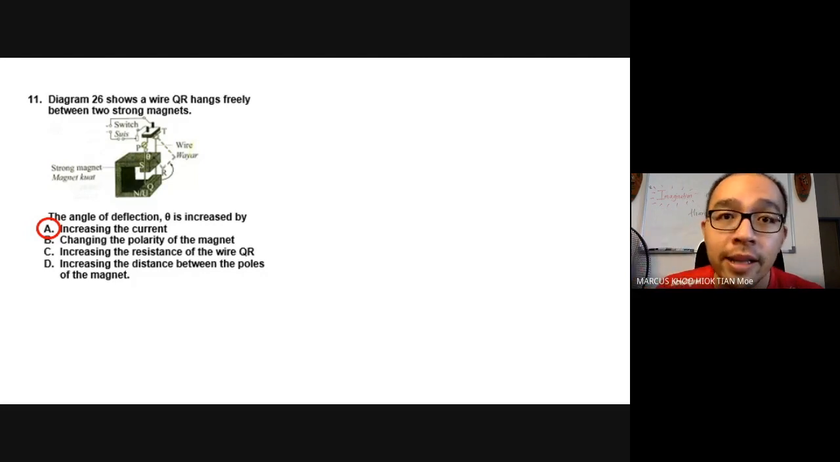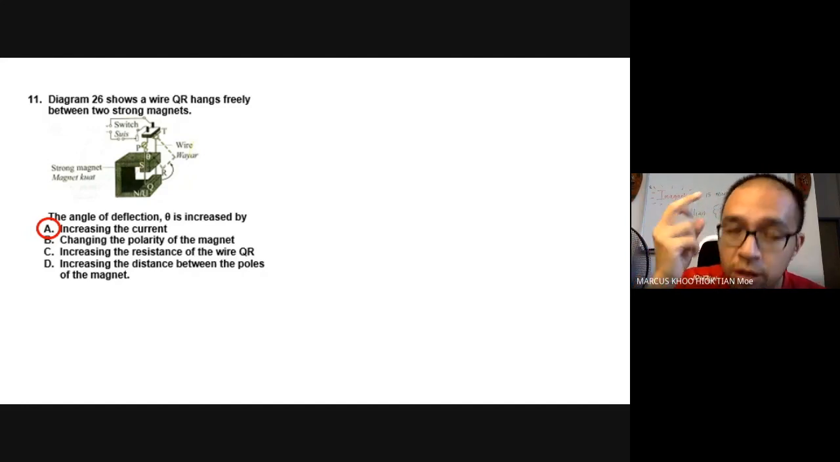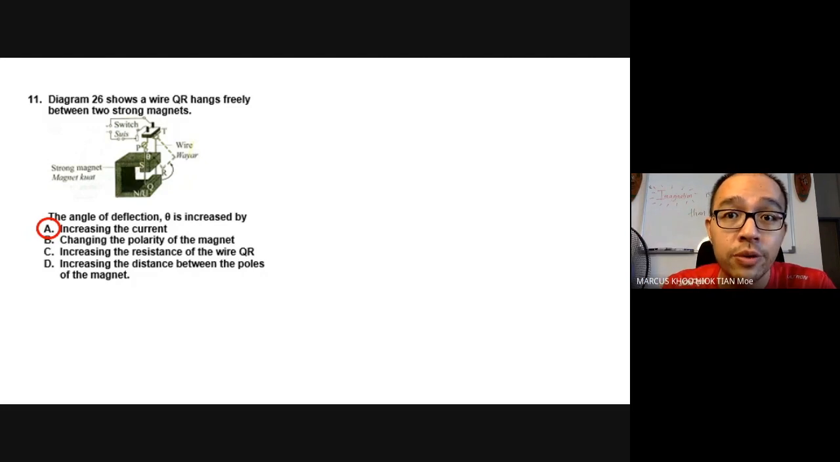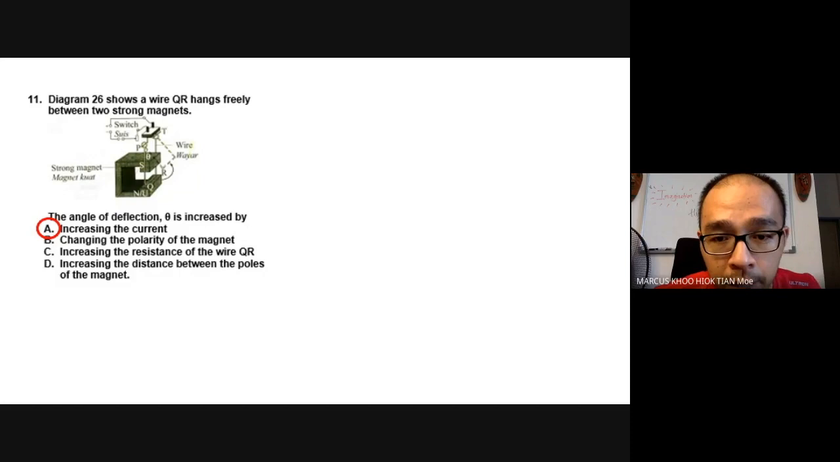Okay, so you find that, guys, the objective questions don't vary much. For this subtopic, it's either going to ask you about this one, or it's going to ask you about the factors that affect this one. So remember, there are two main factors, which are the strength of the current and the strength of the magnetic field. But the third one is the one that involves the motor. The more coils you have, the bigger the force that is produced, and the bigger the speed of the rotation.